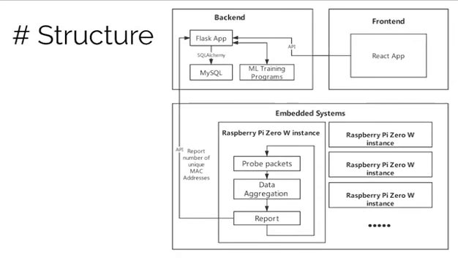This diagram illustrates how each module interacts with each other. The whole system can be divided into three parts, namely the back-end, front-end, and embedded systems. The embedded system part consists of Raspberry Pi instances installed in public locations, each of which will probe packets and count the number of unique MAC addresses every 5 minutes, and then send the collected data to the backend. The backend stores the data in the database and responds to the front-end's requests.